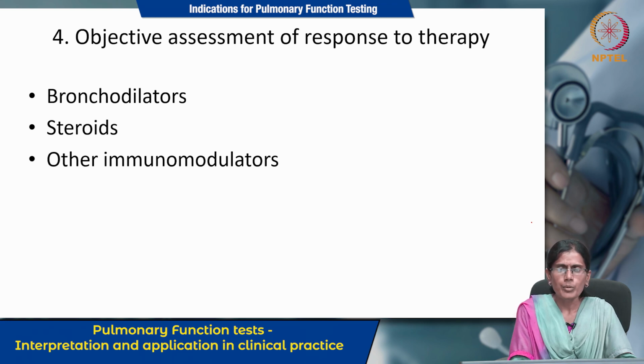And immunomodulator means the drug which is going to alter the immune system. The example being omalizumab used in patients with bronchial asthma. So we want to objectively assess whether there is improvement in therapy.